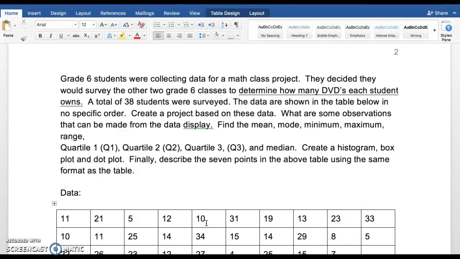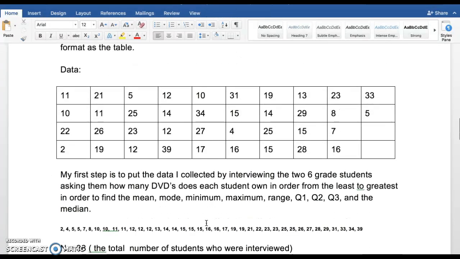What are some observations that can be made from the data display? Find the mean, mode, minimum, maximum, range, quartile 1, quartile 2, quartile 3, and median. Create a histogram, box plot, and dot plot. Finally, describe the 7 points in the above table using the same format as the table. Now, here's the data I collected. And how I collected it is I went to the students and asked each one how many DVDs they own. And I collected all the data using this table.